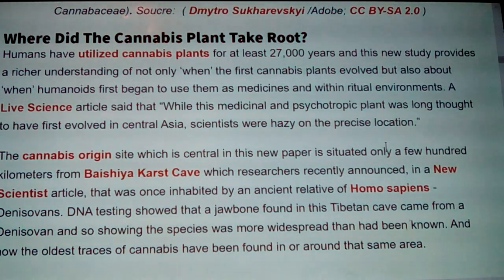A Live Science article said that while this medicinal and psychotropic plant was long thought to have first evolved in Central Asia, scientists were hazy on the exact precise location. And of course, we talk about the Hindu Kush mountains and things, so it had spread through that area. And it looks like some of the great good weeds are coming out of there. You always hear about Hindu Kush when people talk about it, and it's because they had been cultivating it for a long, long time.